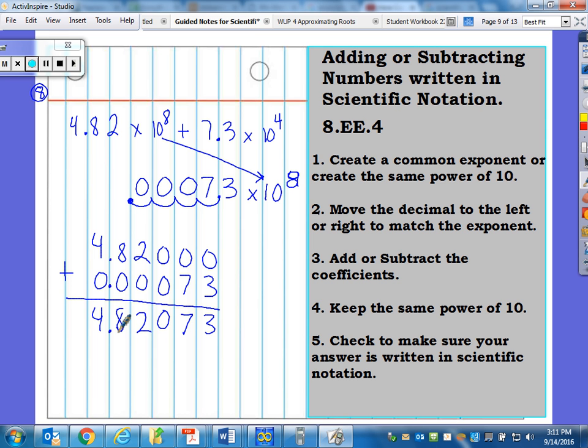Step 4 tells us to keep the same power of 10. Step 5 says to check to make sure our answer is in scientific notation. It is.